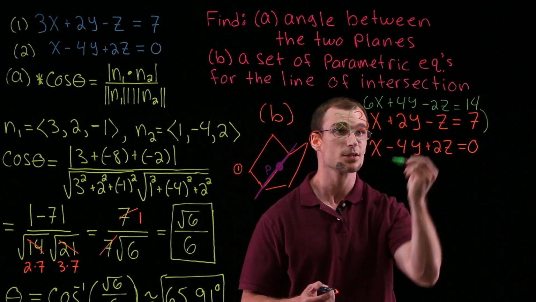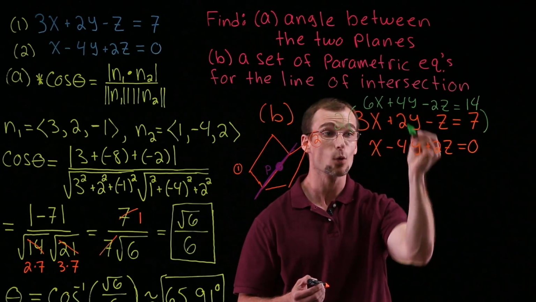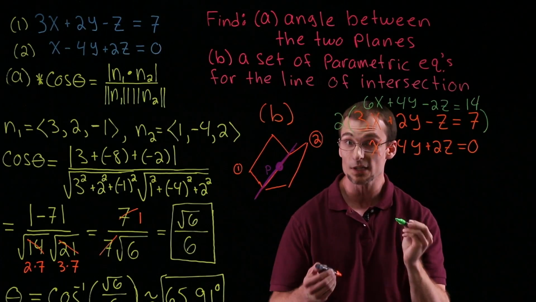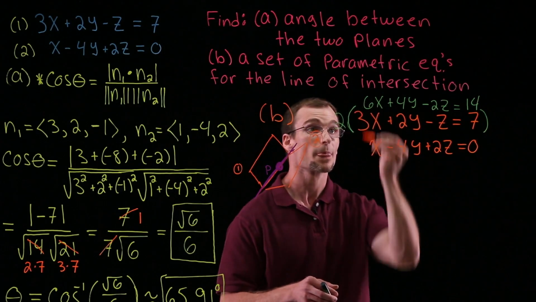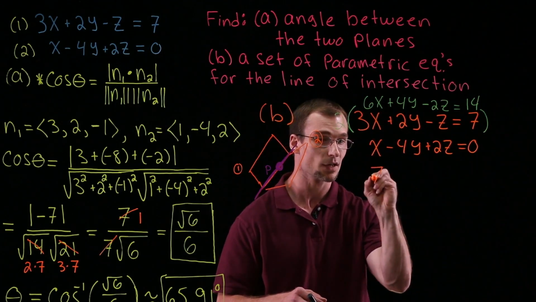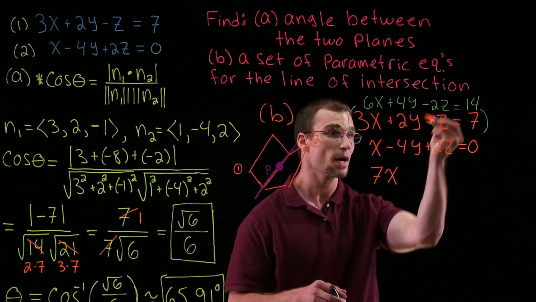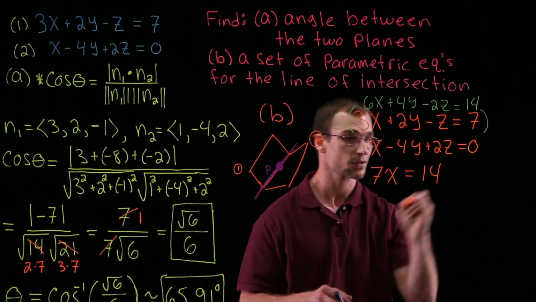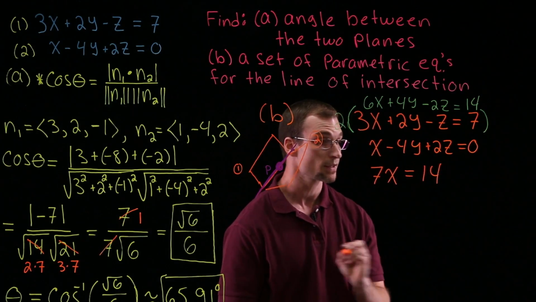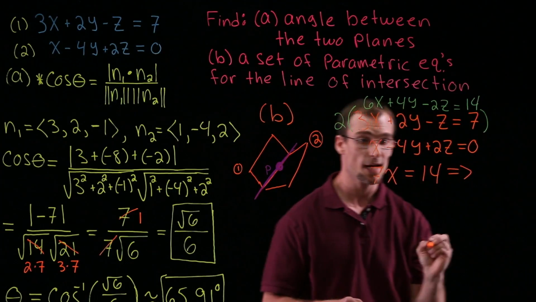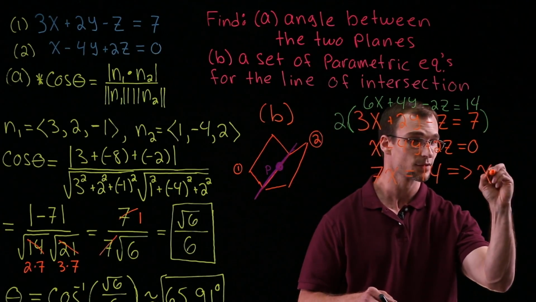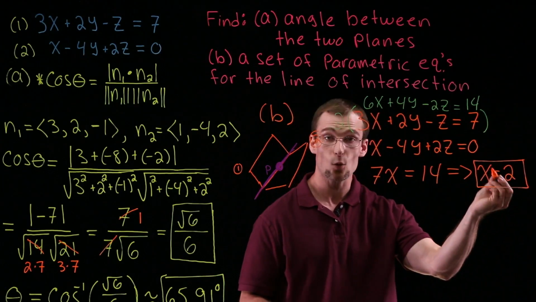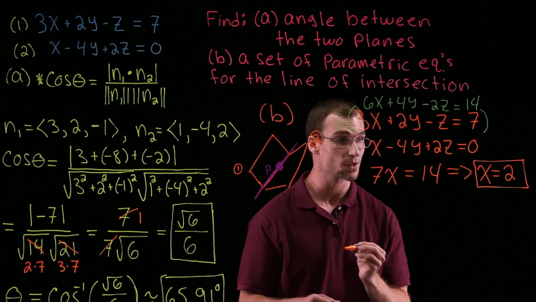Now, if we add these two equations together, we see that the plus 4y and negative 4y will cancel, and the minus 2z and positive 2z would cancel. So 6x plus x gives us 7x, the y's and z's cancel, and 14 plus 0 is just 14. So we have 7x equal to 14. Dividing through by 7, x is equal to 2. So the x-coordinate of at least one point on our line is x equals 2.